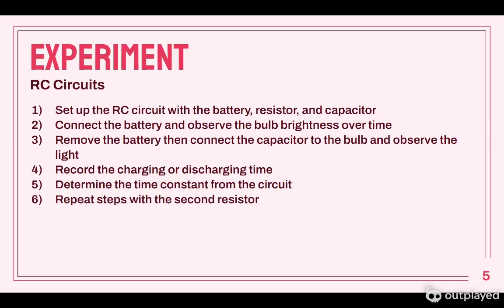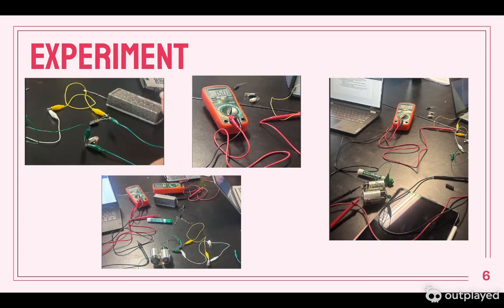Oh, sorry. The second part was the RC circuits. We had to set up the RC circuit with the battery, resistor, and capacitor. We had to connect the battery and observe the bulb brightness over time. Remove the battery, then connect the capacitor to the bulb and observe the light. Then record the charging or discharging time. Determine the time constant from the circuit, and then repeat with the second resistor. So this was the experiment. Some pictures of our circuit.